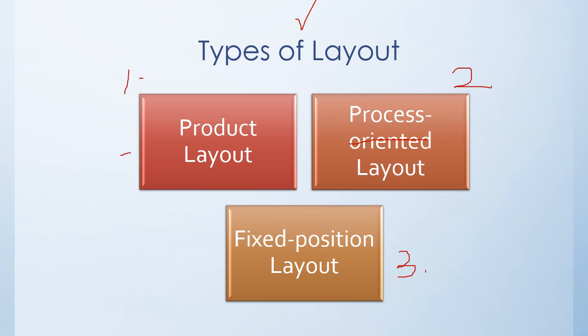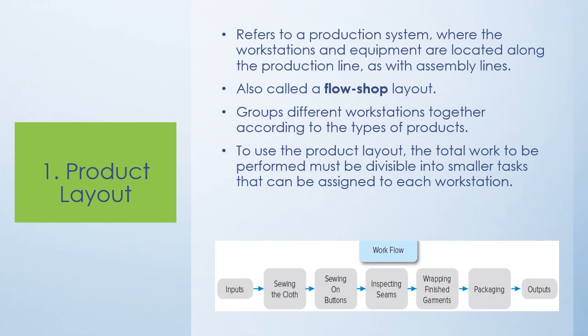So product layout here is similar to the product focus strategy. Process layout is similar to process focus strategy, and fixed position layout is not similar to any types of strategy. So I'll just go briefly on product layout, process layout, and some explanation on fixed position layout. First, let's see what is meant by product layout. It refers to a production system where the workstations and equipment are located along the production line as with assembly lines.